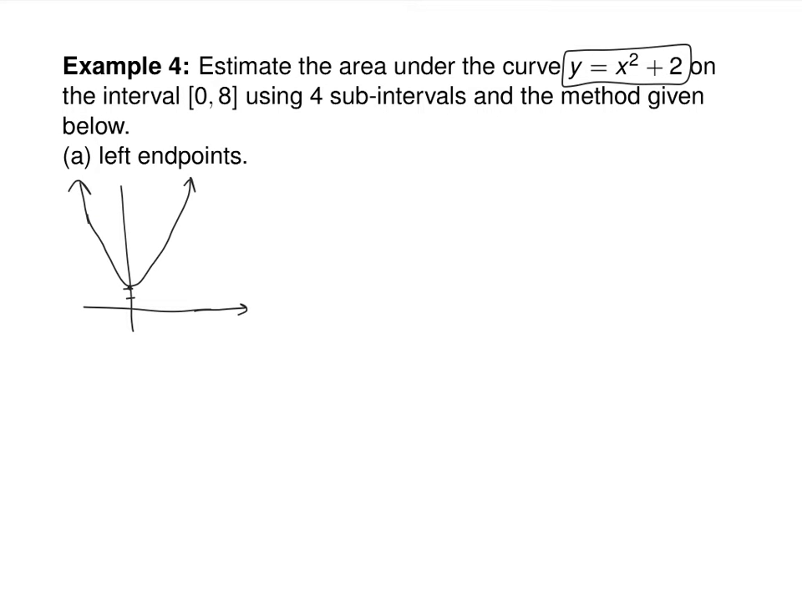So if I want you to estimate the area under the curve from 0 to 8 using 4 subintervals and using left endpoints. First of all, how wide is each interval, which we call delta x? 2, yep. 8 minus 0 over 4, or 2. 2, 4, 6, 8. If you do left endpoints, the picture will look like this.